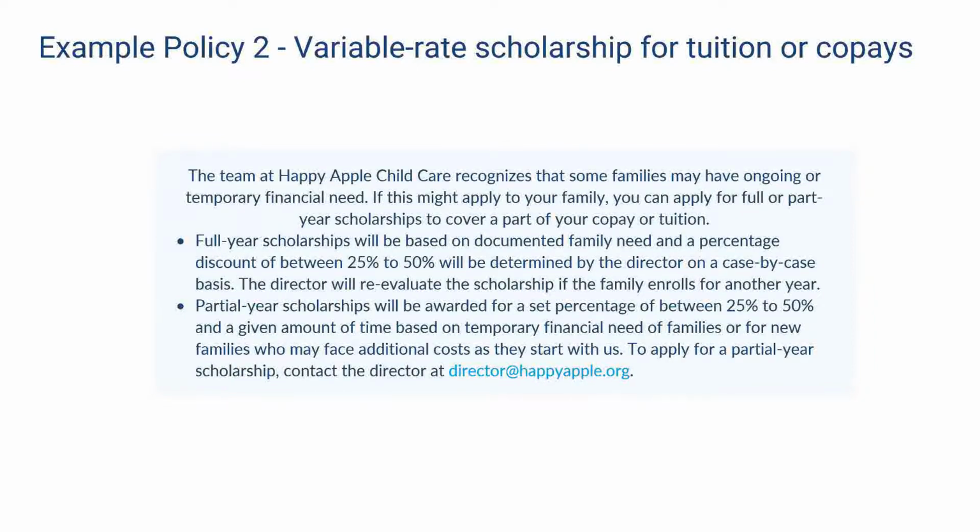So as you'll see here with this variable rate scholarship for tuitions or copay, you're still saying exactly what it is you're offering, and that is a scholarship to offset either tuition or co-payments. Who can benefit from the policy? You've documented who it is that can benefit, and that's families that are facing temporary financial need or new families that may face additional costs as they start up with childcare. How much funding can a family potentially receive? So here you've documented between 25 to 50%, which will be determined by the director on a case-by-case basis. How can the family apply? By contacting the director.